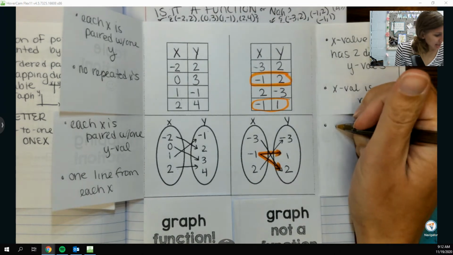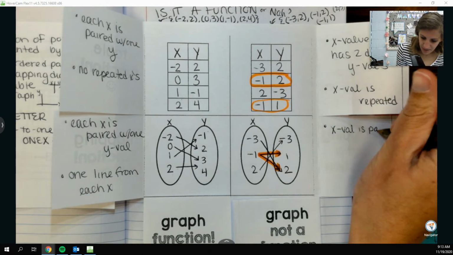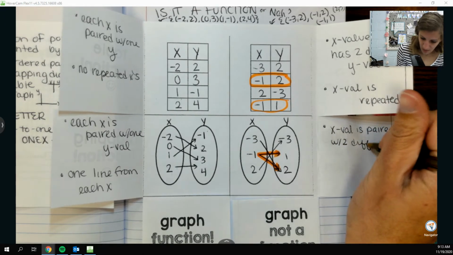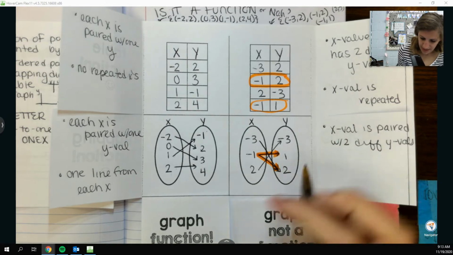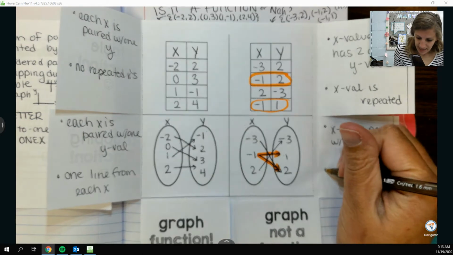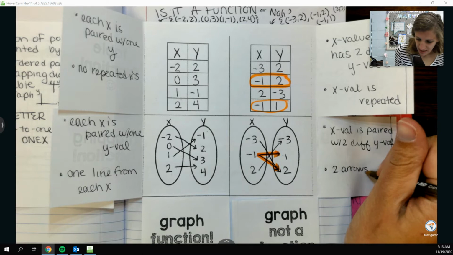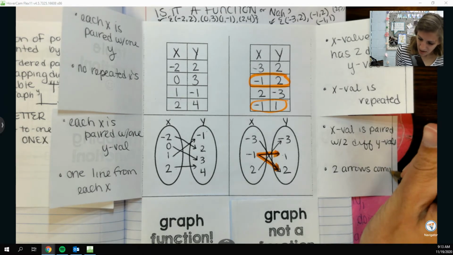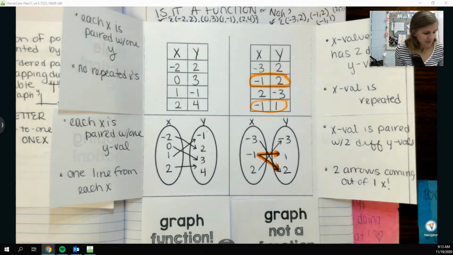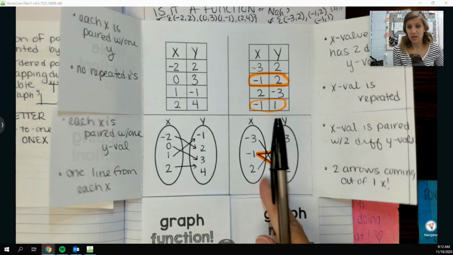So again, I can tell that this is not a function because the x value is paired with 2 different y values, right? This x value is paired with this guy and that guy. Not good. And again, in more simple terms, there are 2 arrows or 2 lines coming out of 1x. So because I got 2 coming out here, not good. Not a function. That's just a relation.